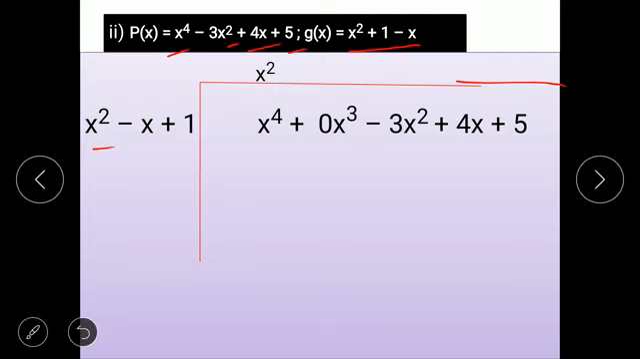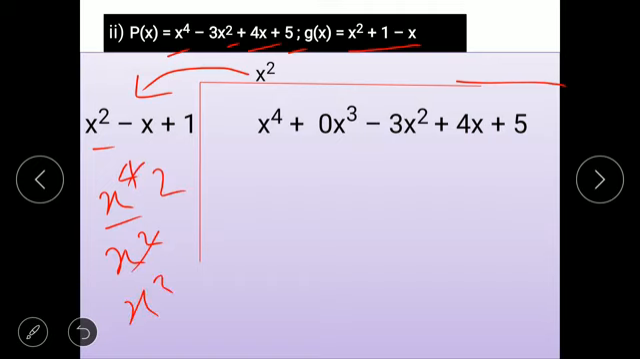Now what will we do with this x square? How did you get this x square? This x to the power 4 divided by x square. 4 and 2 cancel, we get 2. That is, the answer will be x square. That x square only we are writing as the quotient.